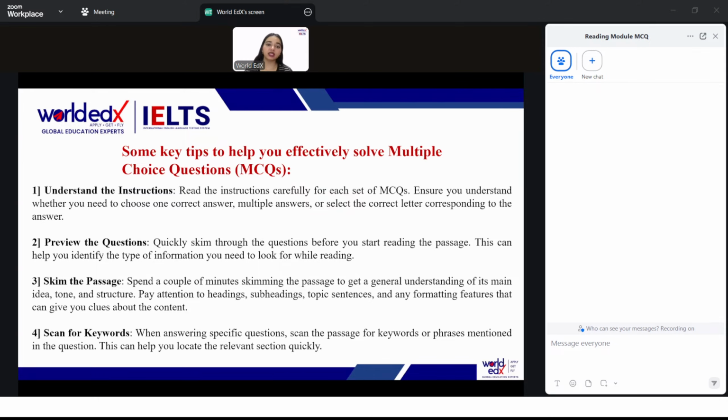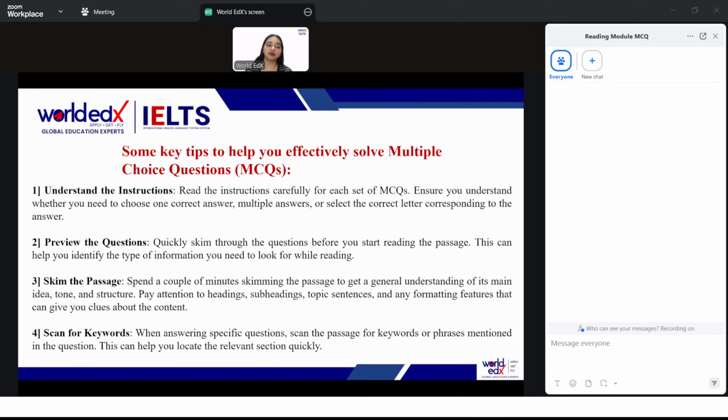The next one is preview the question. What you can do is quickly skim through the questions before you start reading the passage, so you have a fair idea of what needs to be done, and you will also understand what exactly you are looking for in the passage. So this gives you prior knowledge, and this will help you to get the answers correct.